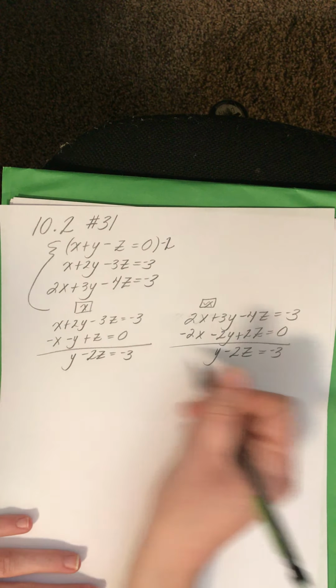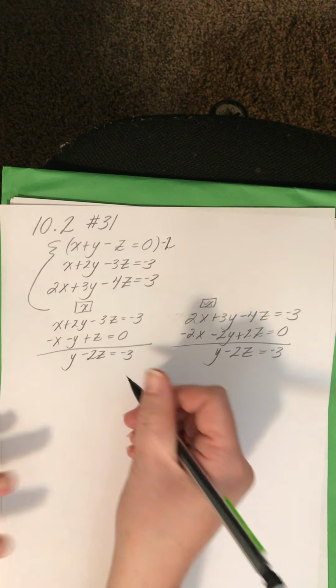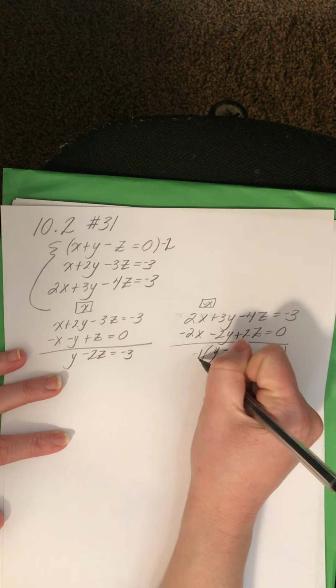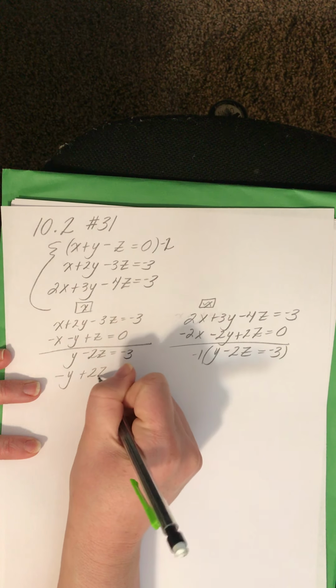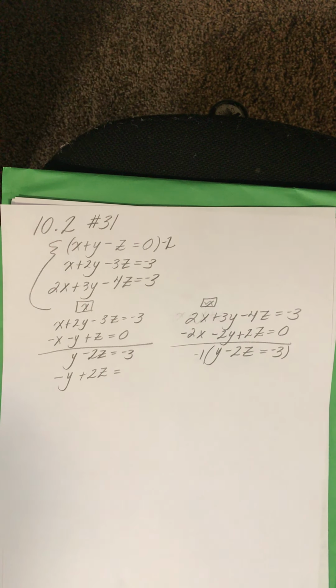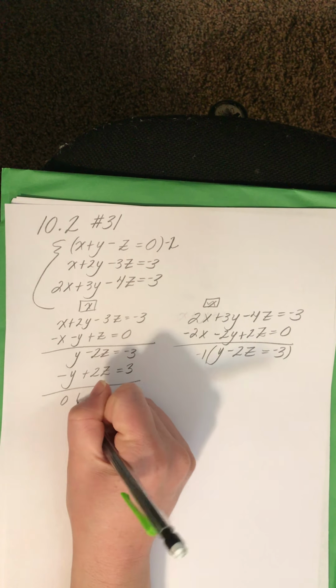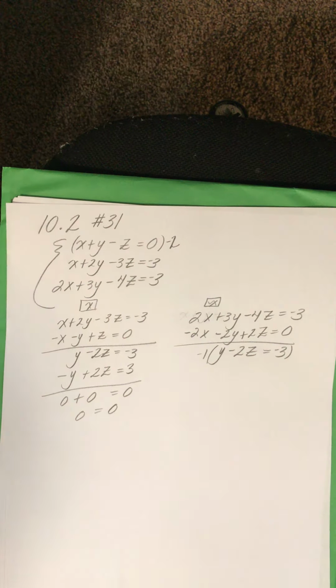Then you start that process over. Now choose to eliminate or use substitution for this point. I'm going to take this and times it by negative 1 and eliminate y. So then I have negative y plus 2z equals 3. So then add straight down. We get 0 plus 0 equals 0. Does 0 equal 0? Yes. So then the answer is we have all real numbers.